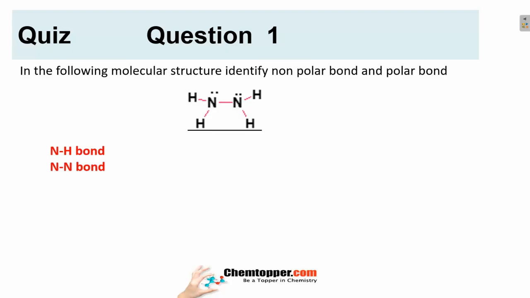Now we are going to discuss some questions based on the concept which we have discussed in this video. These are simple questions. In question number 1, they are asking us to identify non-polar bond and polar bond in the given organic molecule. This molecule has only two types of bonds, nitrogen-hydrogen bond and nitrogen-nitrogen bond.